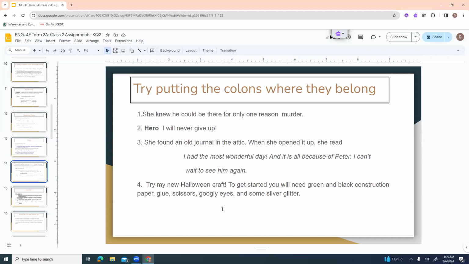Okay, try putting the colons where they belong. The reason I'm doing this is just because I find if I don't practice with people, then they're not really sure. It's easier if you actually have to practice.